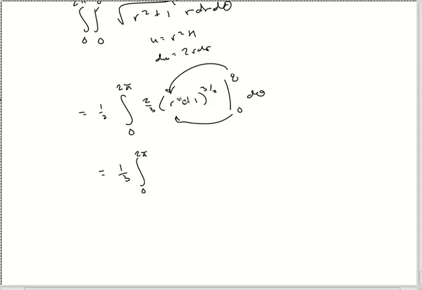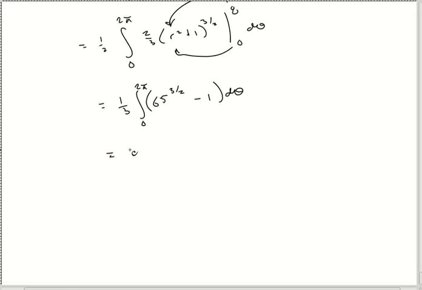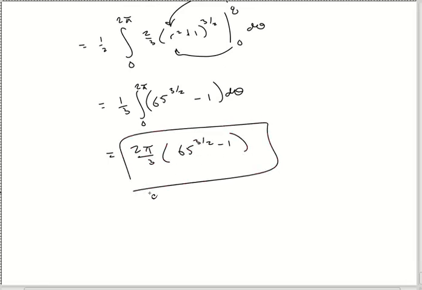And so 8 squared is 64. So basically I get 65 to the 3 halves. And then when I plug in a 0, I get a 1. So minus 1 d theta. Well, notice that we don't have any thetas. 2 pi slide. Just pop a 2 pi down there. And that is the answer. Cool.